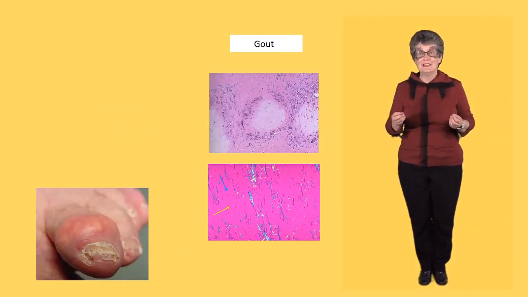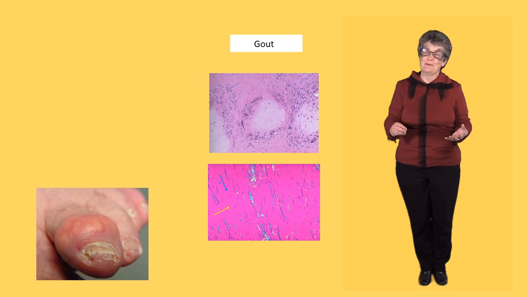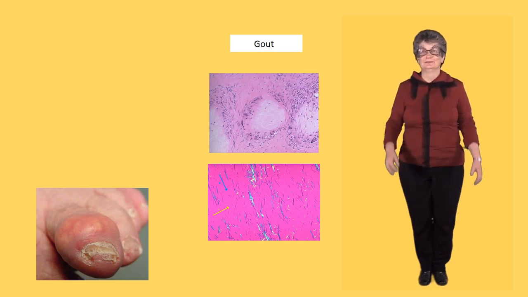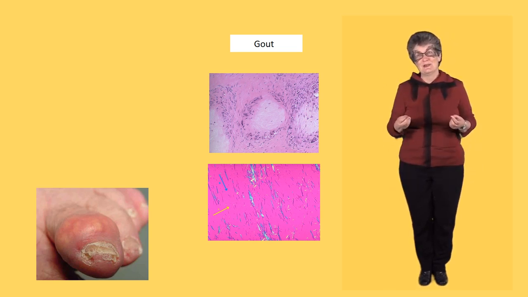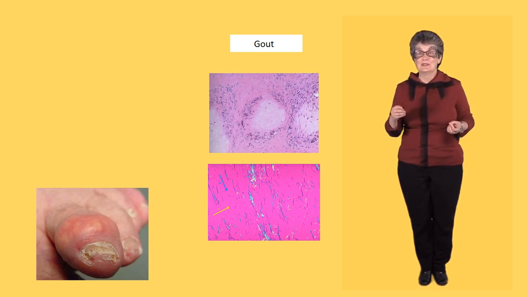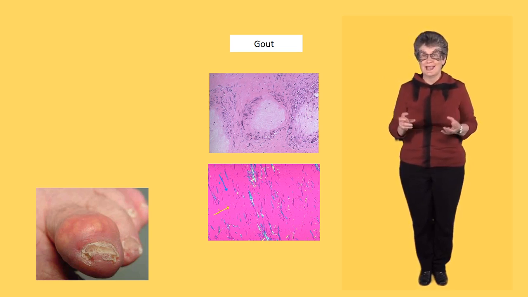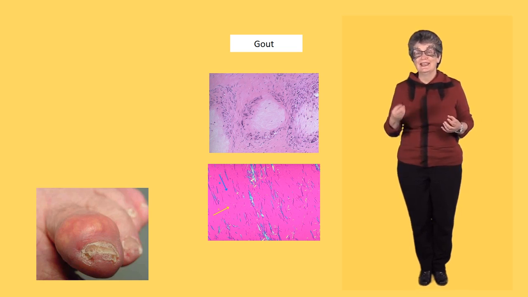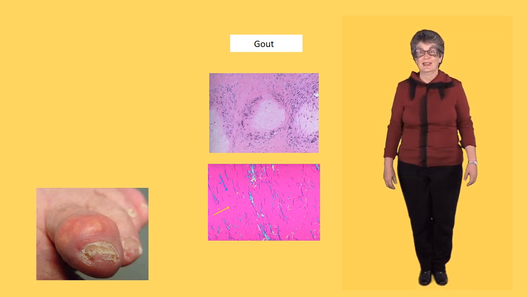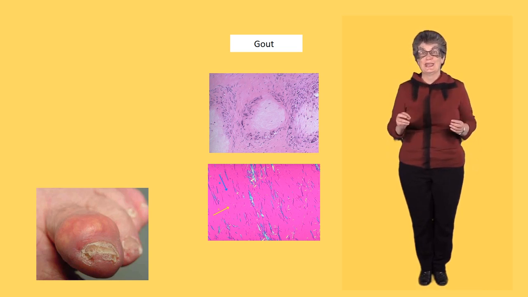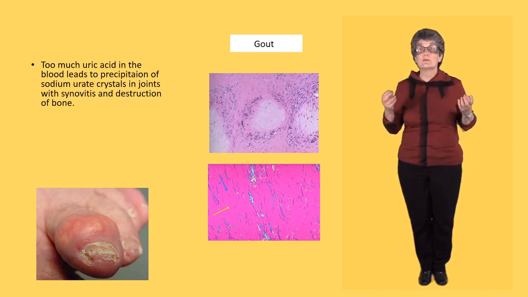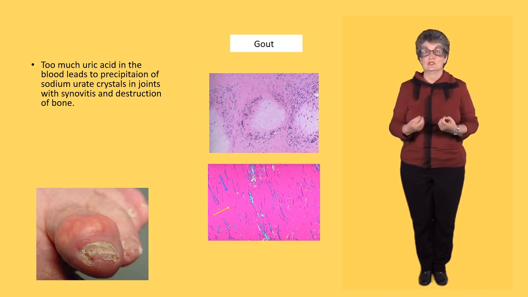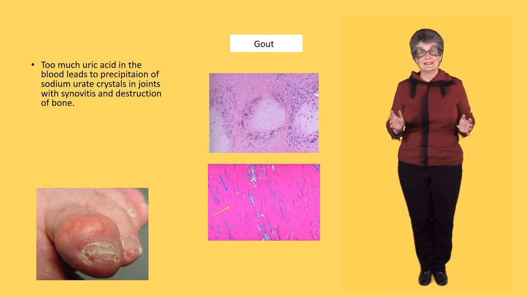Gout. It's a pain in the big toe. Literally, the classic presentation is described as an imp nipping at the big toe in the middle of the night. This classic presentation is accurate. Gout sufferers wake up with incredible tenderness and pain, particularly in the big toe. It's due to too much uric acid in the blood, which leads to precipitation of sodium urate crystals in joints. This causes synovitis and destruction of the underlying bone.